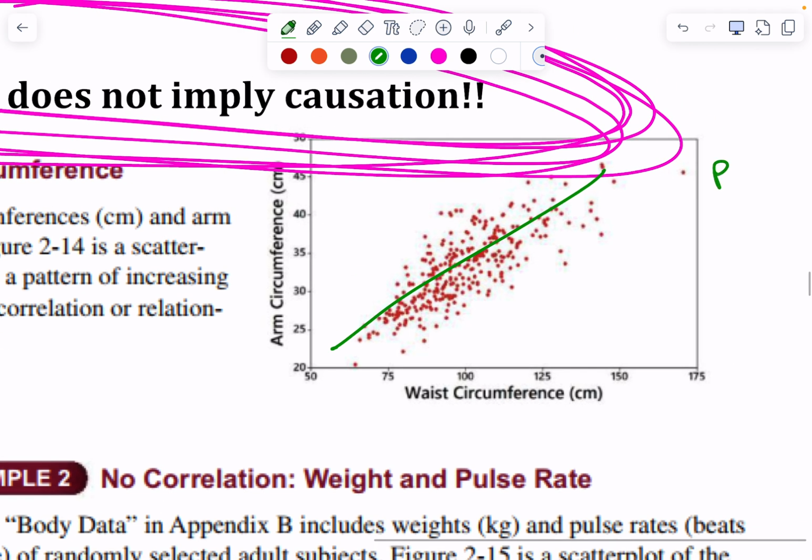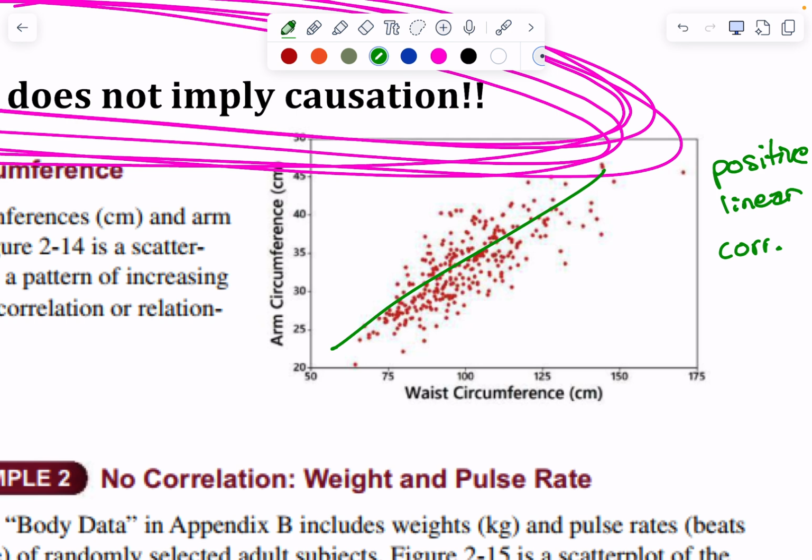Write that down. Positive linear correlation, right? Positive linear correlation, right? For the most part, as waist circumference, as the size in your middle increases, your arm circumference is going to go up, right? Slightly, okay?